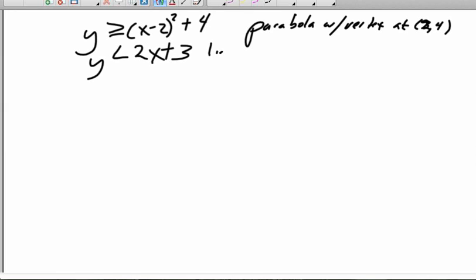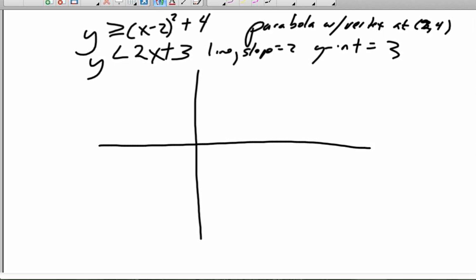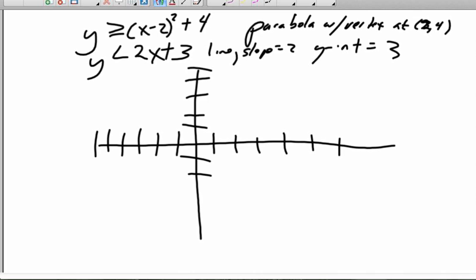And this is a line. The slope equals 2, y-intercept is 3. So first thing I'm going to do is graph this guy. All right. So I've got a parabola with vertex at 2, 4, 1, 1, so it's going to be opening up like this.